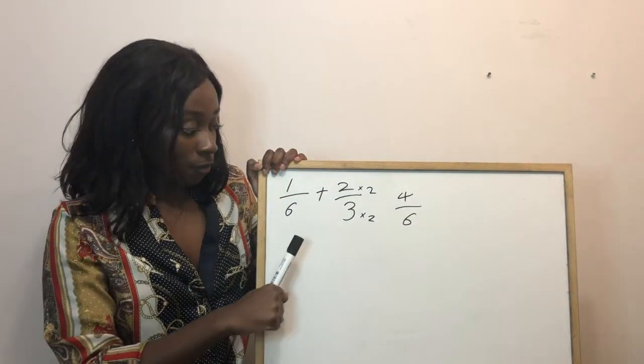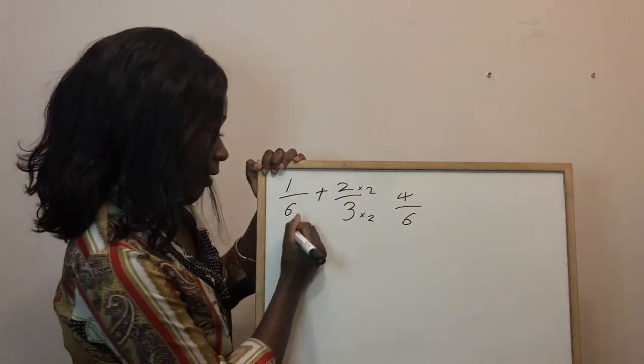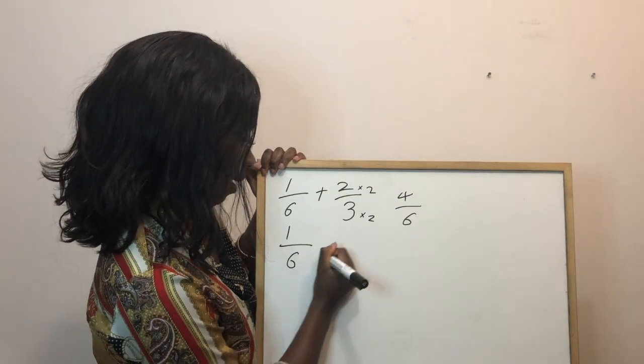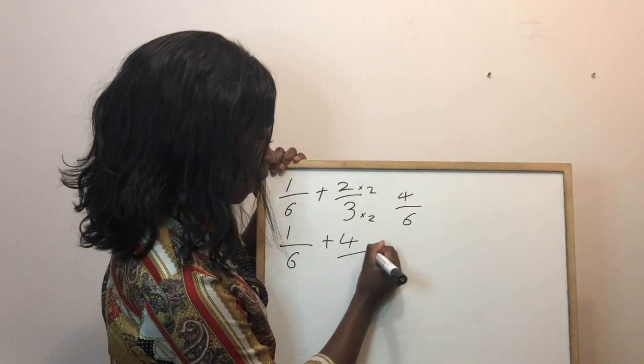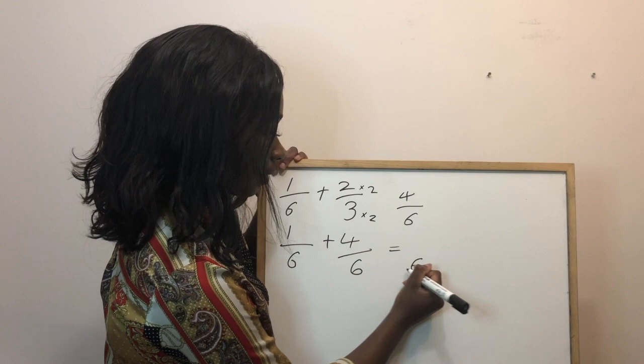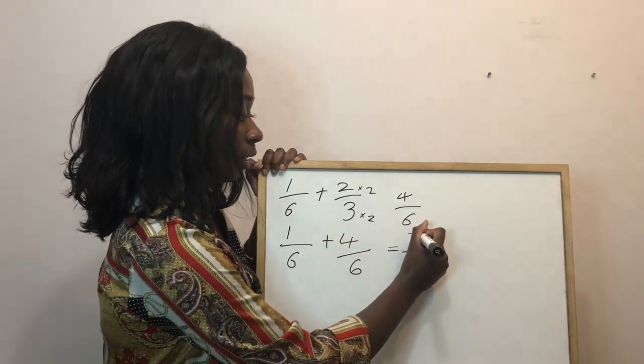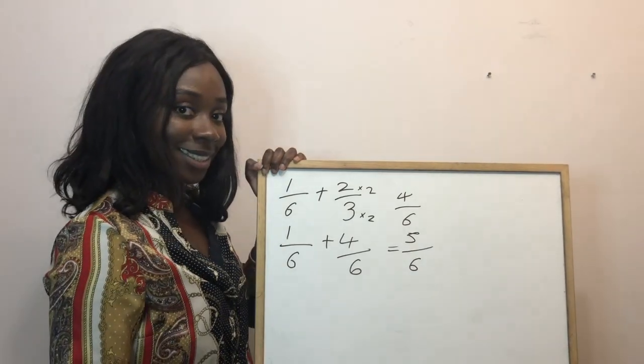And now you can see we've got fractions we can work with because they have the same denominator. So what you need to do now is 1 over 6, add 4 over 6, keep the denominators the same, 6, and then just add the numerators, which is 1, add 4, which equals 5.